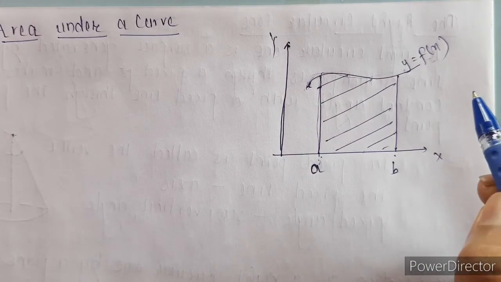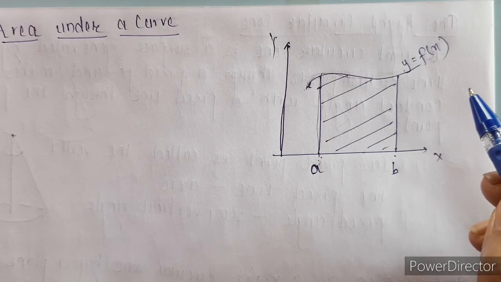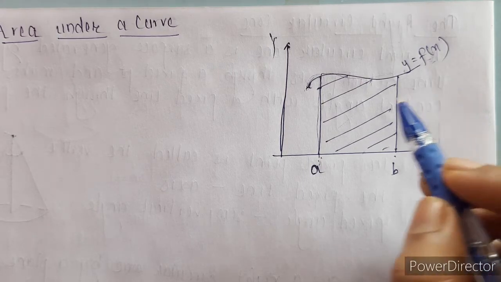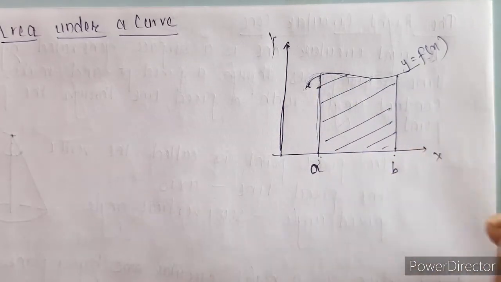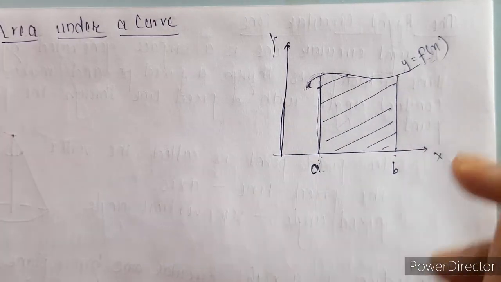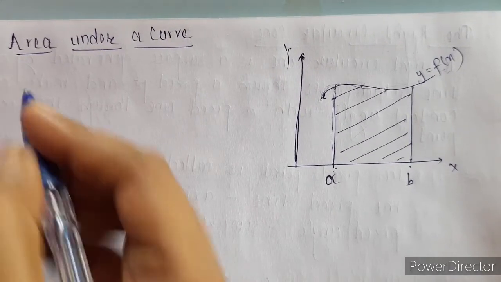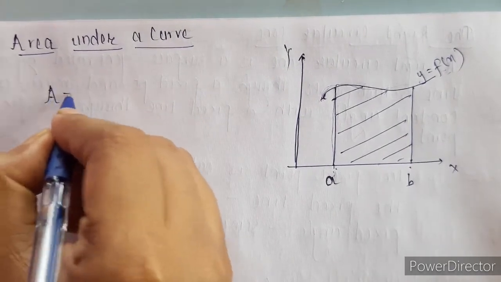Now suppose we have a circle or a rectangle or a square, we have particular formulas to find the area of these shapes, but this is not a particular shape, so we don't have a formula to find area under this curve. But using integration we can find area under this curve. So how do we find area?